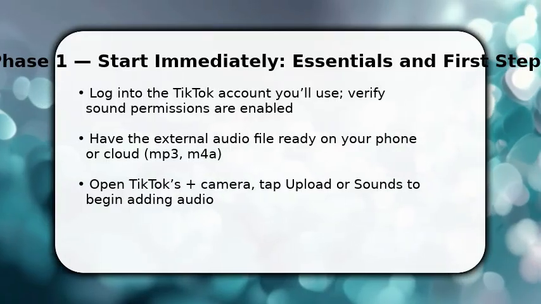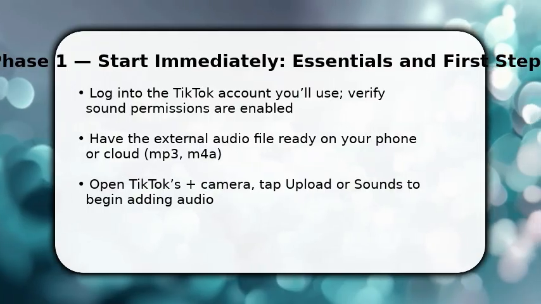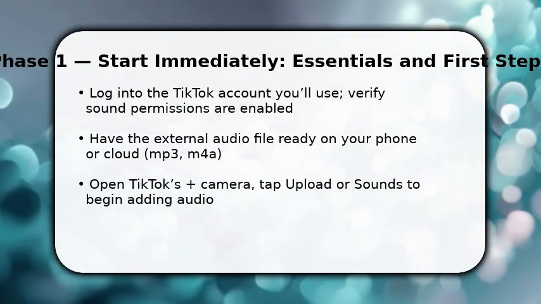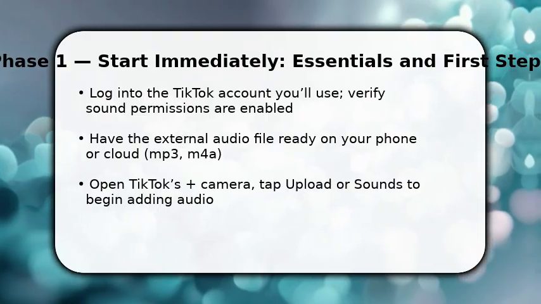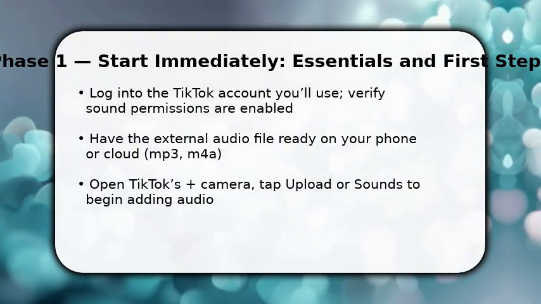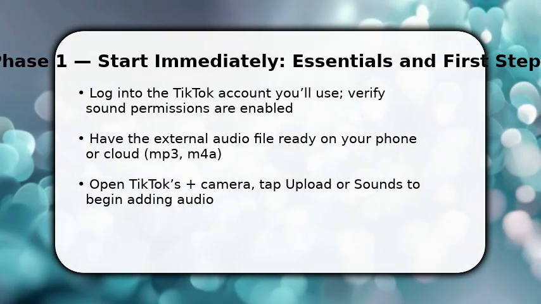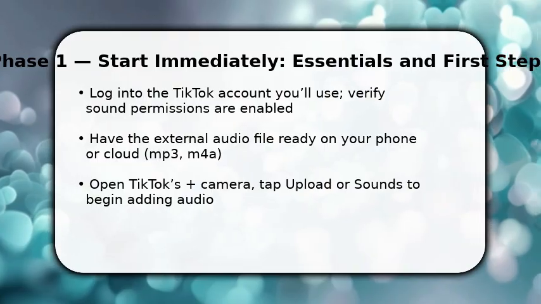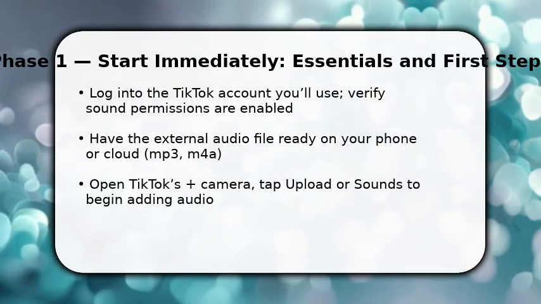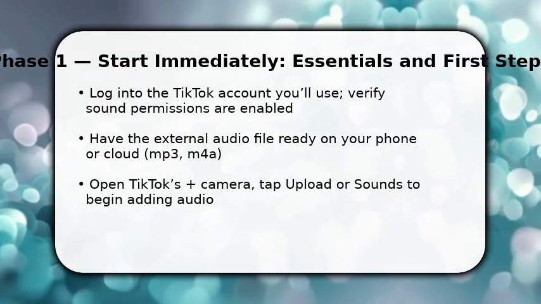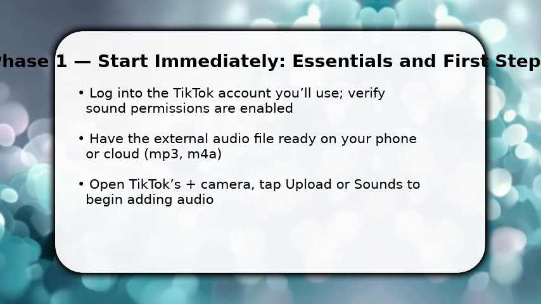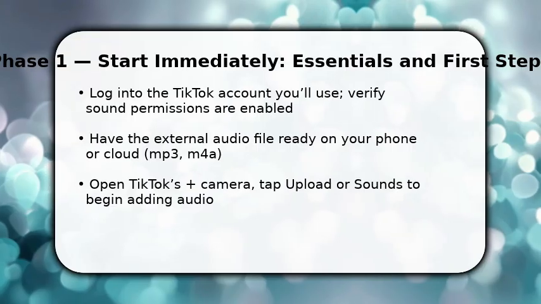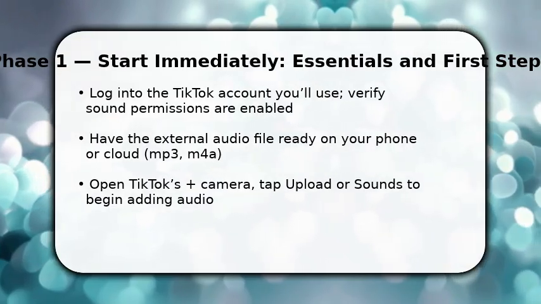You're starting with the essentials. Make sure you're logged in and the sound file is accessible on your device. Open TikTok and tap the plus to reach the camera screen. Once there, tap Upload if you have a file saved, or tap Sounds to explore. If you upload, select the audio file from Files or your camera roll. This step gets your raw audio into TikTok. Now you're ready to align it with video, so don't skip verifying format and length.